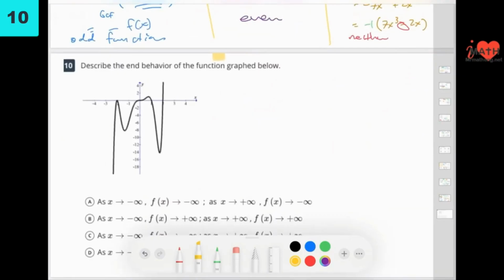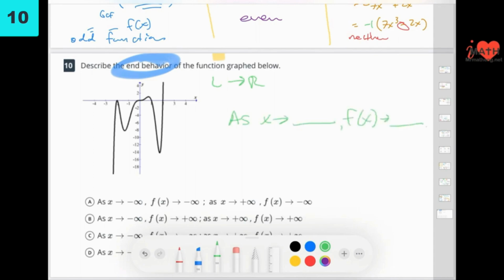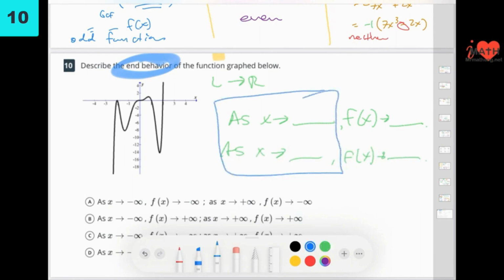End behavior. Describe the end behavior. Remember, as you're doing end behaviors, it always goes left to right. Let's write out a couple tips for you. Left to right. And you always have this sentence, right? As x approaches blank, f of x approaches blank. And remember, this blue box is always the same. Always. You have one that's positive. That means as you're going to the x-axis this way, as you're going towards the right, what happens to the graph? And as you go towards the left, the other way here, where's the graph finish?